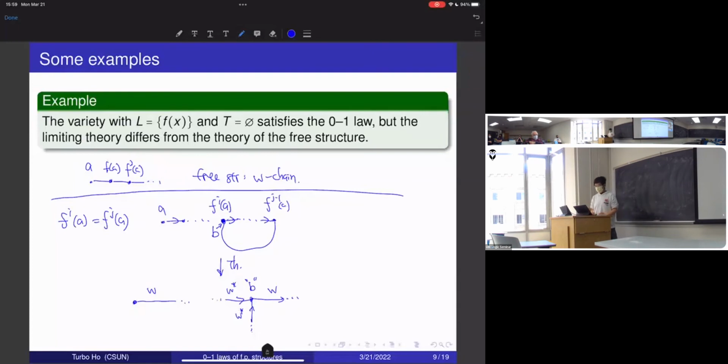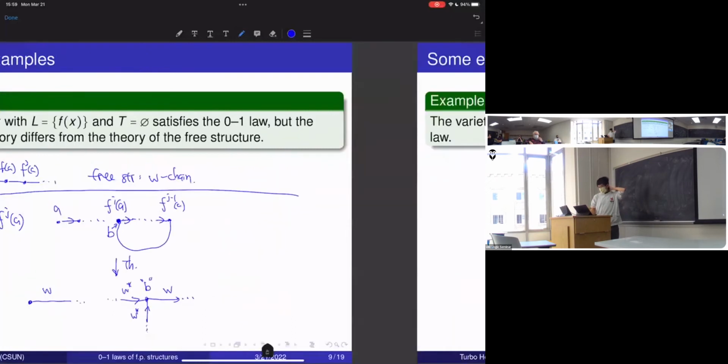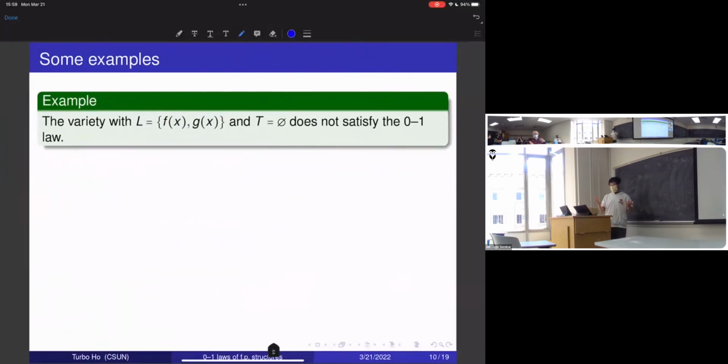And so you're not able to see that, or rather in the limit that just becomes omega star chains and omega chains. Okay. So that's one possible situation where you have a weak or non-strong 0-1 law. And you can also just not have a 0-1 law at all.